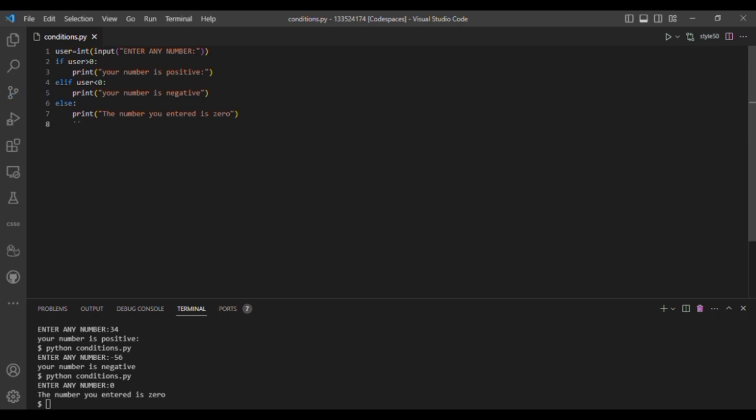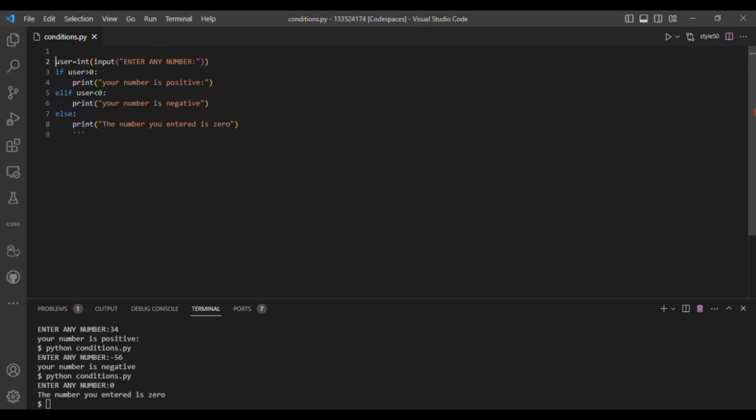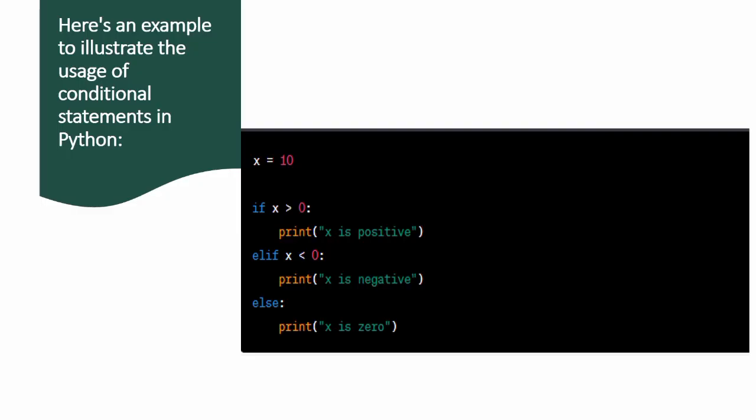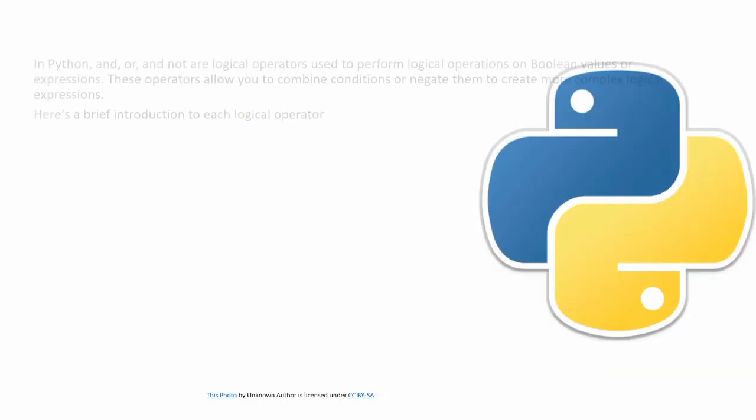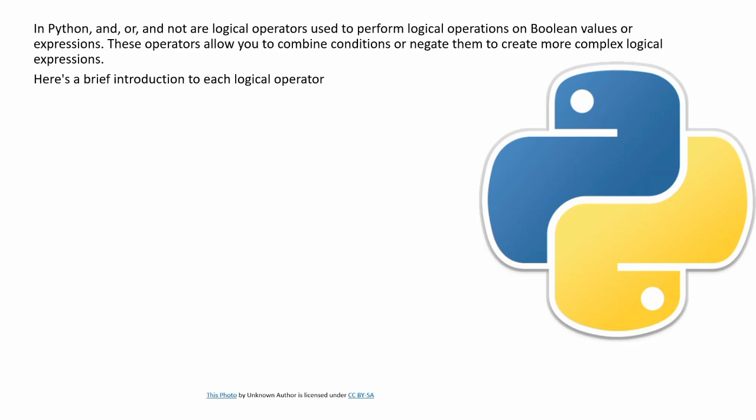Thank you very much. So let's move towards our next problem, but let's comment this one out. So here, this is the multiple line comment at the start and at the end. So this is the example that we have solved. Let's now move towards a brief introduction to each logical operator.